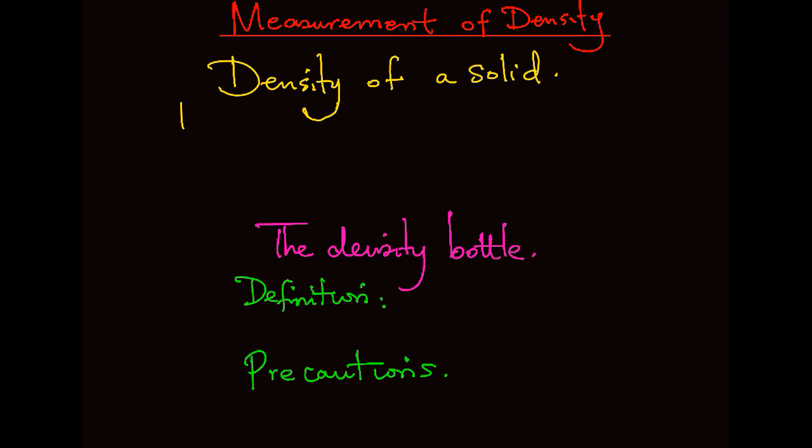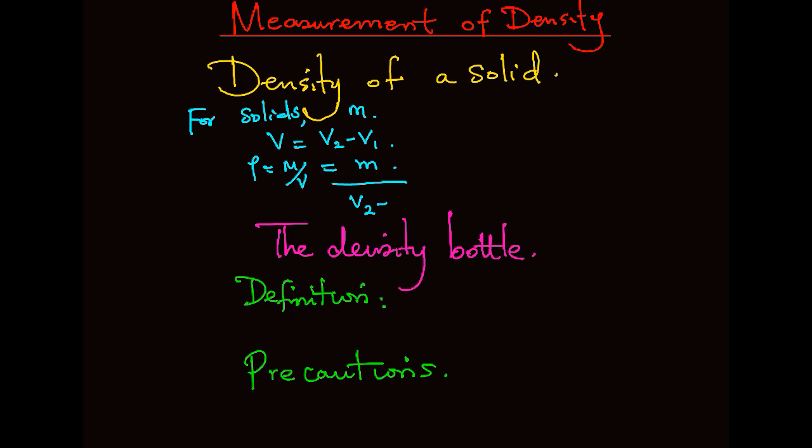For solids of known mass m, we obtain the density by using the displacement method to get the volume. From the displacement method, the volume V is given by V2 minus V1. Then we apply the formula density is equal to mass over volume, so that we get the density by having m divided by V2 minus V1.